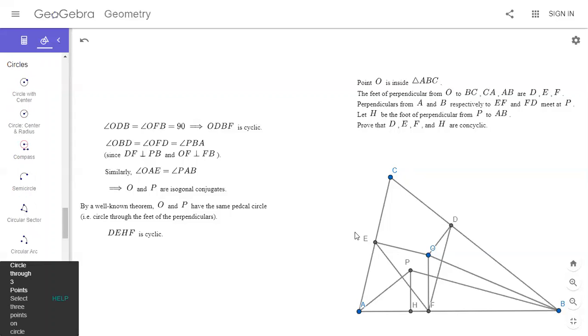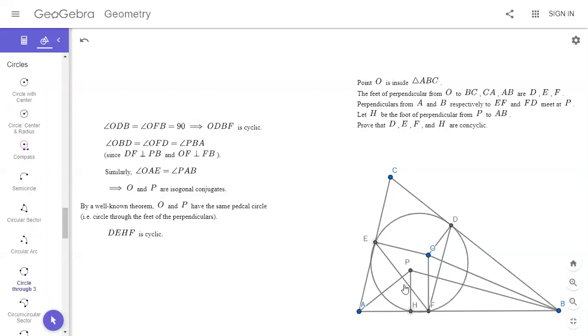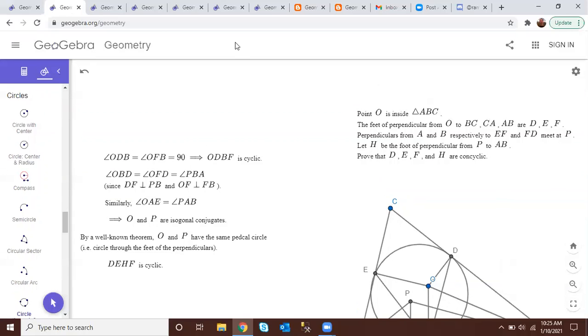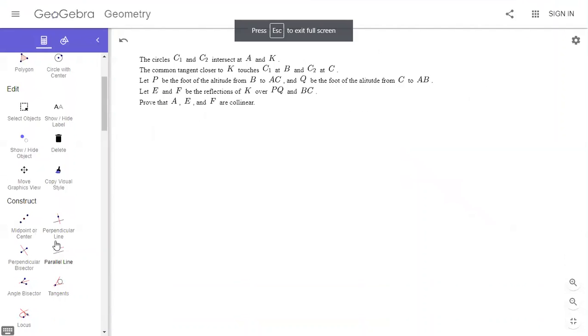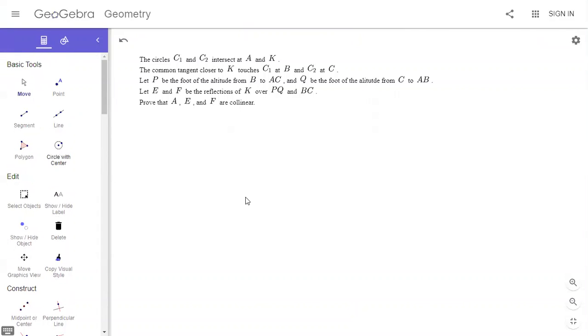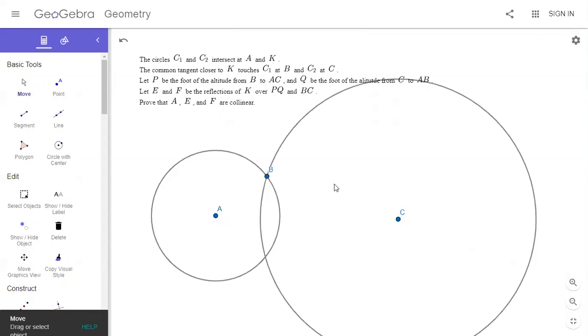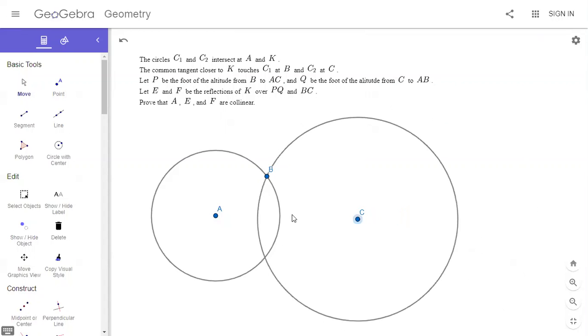All right, let's move to the next one, see if it'll be harder. So yeah, the next one I think is harder. So hold on just a sec. All right, so we have 2 circles that intersect at points A and K. One sec.